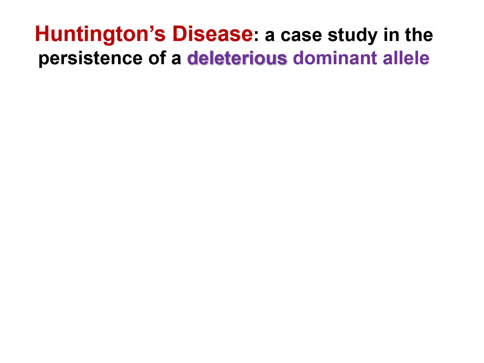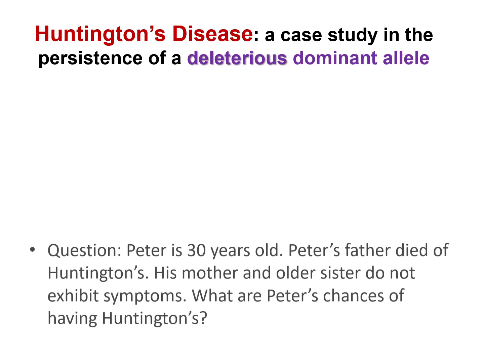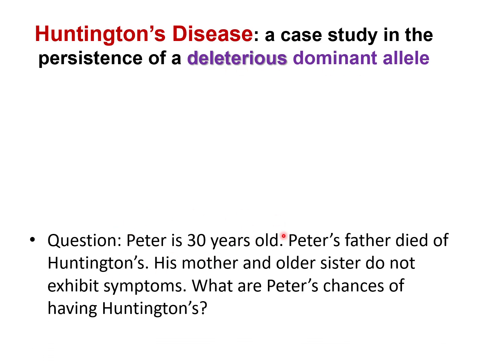We've talked about autosomal recessive. Now let's talk about a rather unusual example, and this is called a deleterious dominant. That is to say, if you inherit the dominant gene, you are likely to get the disease. And Huntington's is a classic example of this. So here's the question. We have a 30-year-old whose father died of Huntington's. Mother and sister do not have the symptoms. So what are his chances?